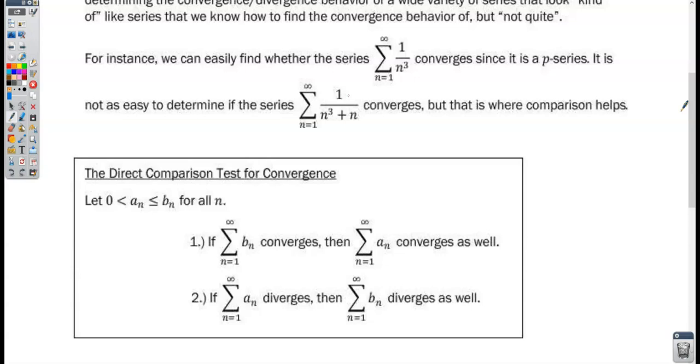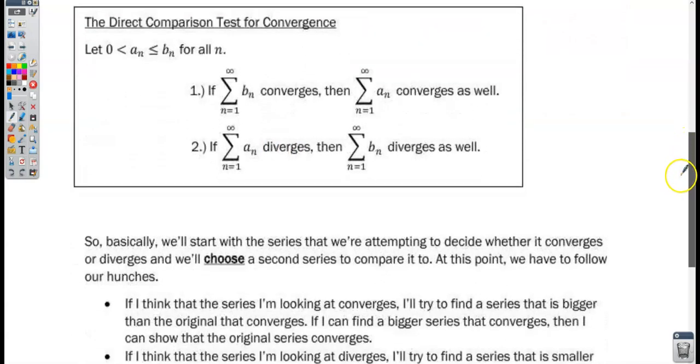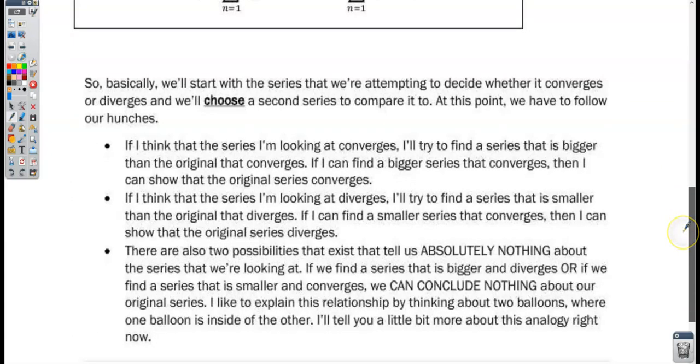So there are two things that can happen when b sub n is greater than or equal to a sub n. If we know that the bigger series converges, if we know that the sum from 1 to infinity of b sub n converges, then the smaller series is going to converge as well. And in the second case, if we know that the smaller series diverges, that tells us that the bigger series diverges as well. Okay? So let's look at what's going on here.